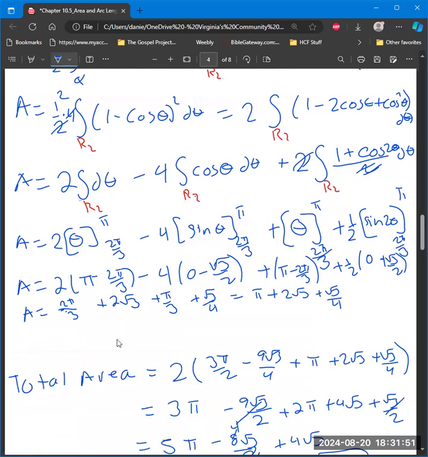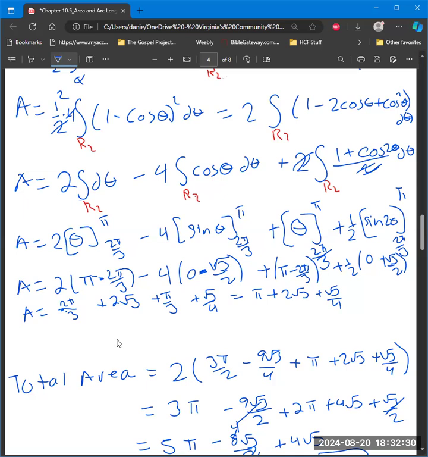So pi minus 2 pi over 3 is going to be pi over 3, and then 2 times pi over 3 is a 2 pi over 3. Sine of pi is 0. Sine of 2 pi over 3 is going to be root 3 over 2. Remember, you find the difference. It's f of b minus f of a there. So we have negative 4 times a negative root 3 over 2. 2 goes into 4 2 times. So negative 2 times a negative root 3 is a positive 2 root 3.